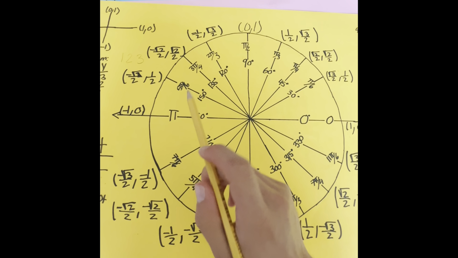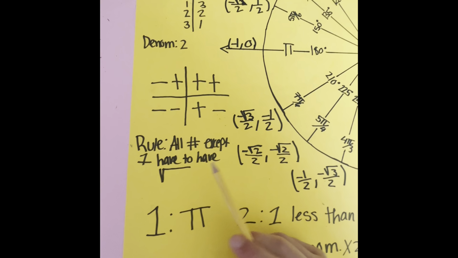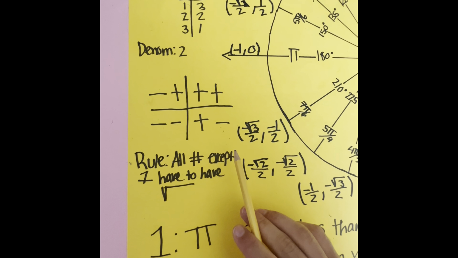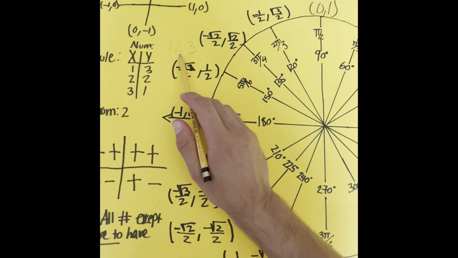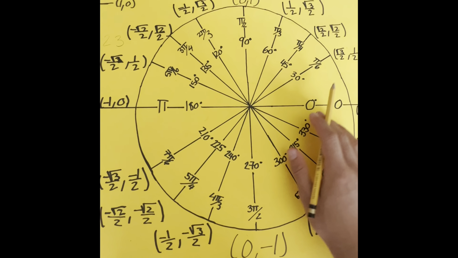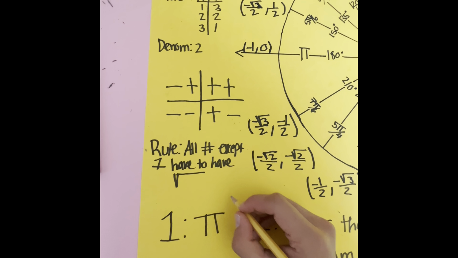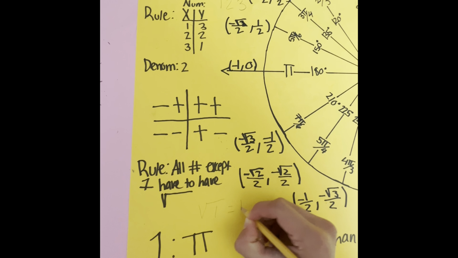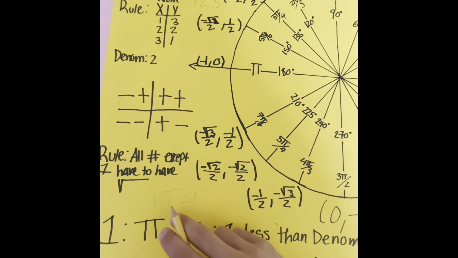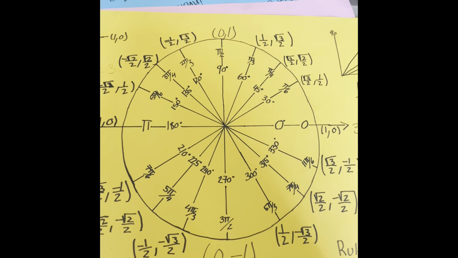Lastly, we have to know when does the number have to have a square root and when does it not. Well, the rule tells us that all numbers except 1 have to have a square root. So every other number, which is 2 and 3, will always have a square root in its numerator. But 1 doesn't, and I'll explain why. Well, it's quite simple. Square root of 1 equals 1. So there really is no reason why we have to add the square root. But every other number in our numerators will have a square root.